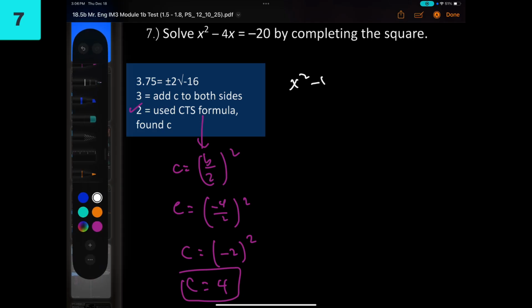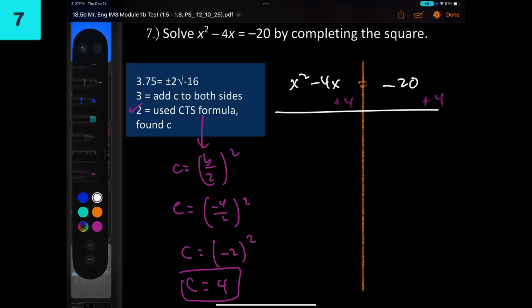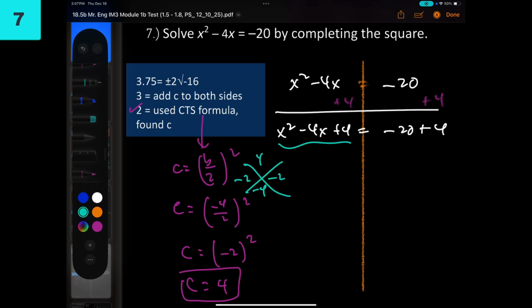So x squared minus 4x minus 20. You want to keep these separate because you want to add 4 to both sides. x squared minus 4x plus 4 equals negative 20 plus 4. Okay, so if you factor this, you're going to get x minus 2 and x minus 2. That becomes negative 16. So that becomes x minus 2 squared equals negative 16.